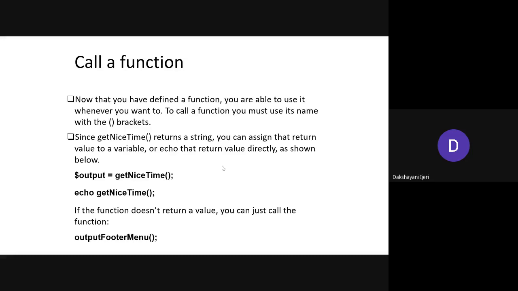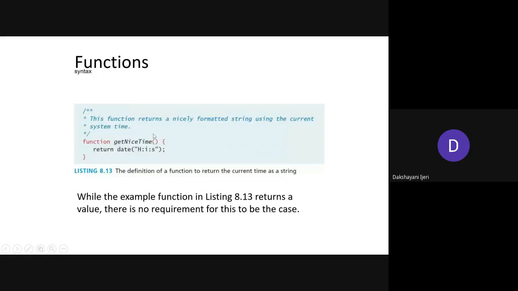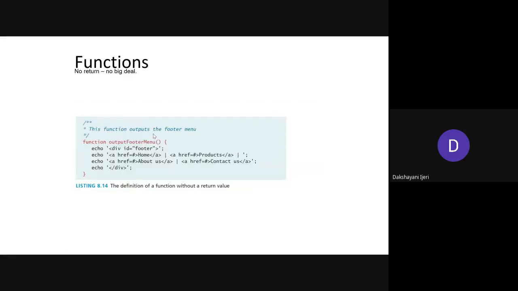So, calling a function, as I told you, only by defining the body or the name of the function, it is not going to be executed. Explicitly, you need to call the function, right? Here you can see it has to be called with some variable if it is going to return any value. If it is not returning any value, as in these earlier two examples, then you can simply call that function by its name and it will get executed.